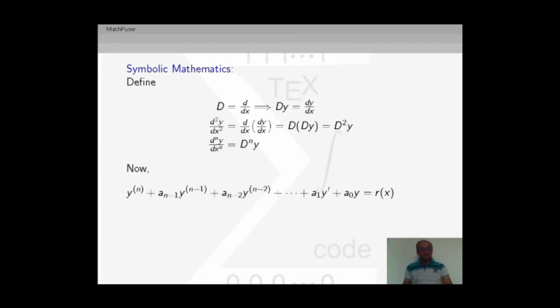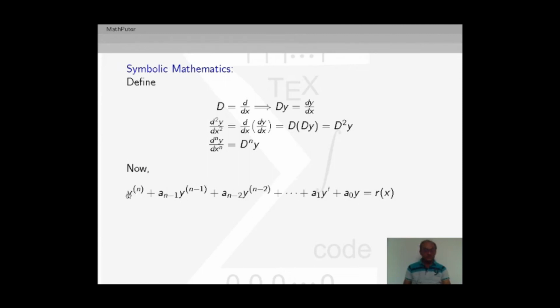Now let us look at this differential equation. What is this equation? The order of this differential equation is n. This is a linear differential equation. The right hand side is non-zero, so it is non-homogeneous. If it is zero, then it is homogeneous. These are constants only. So this is an nth order linear differential equation with constant coefficients.